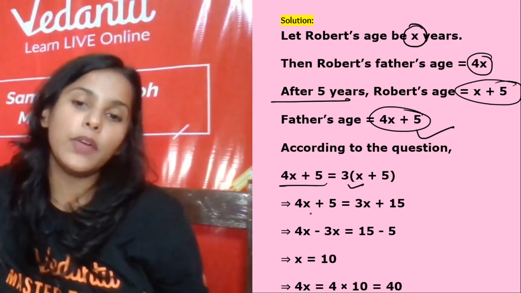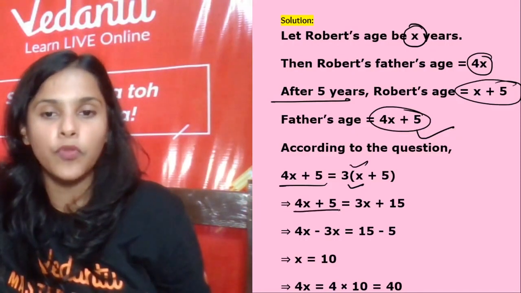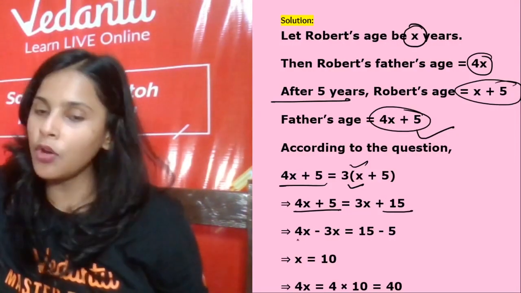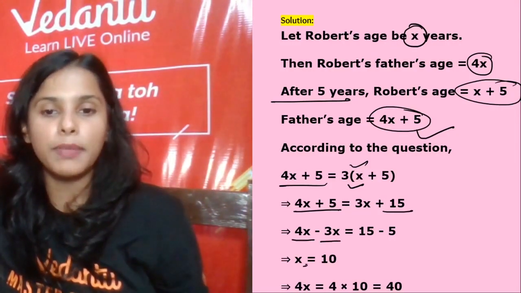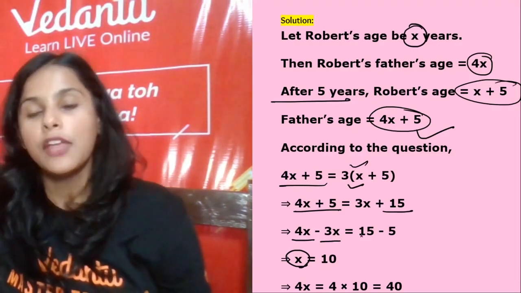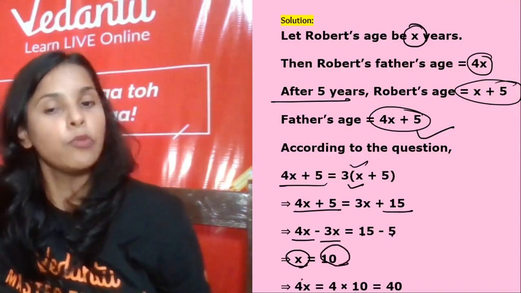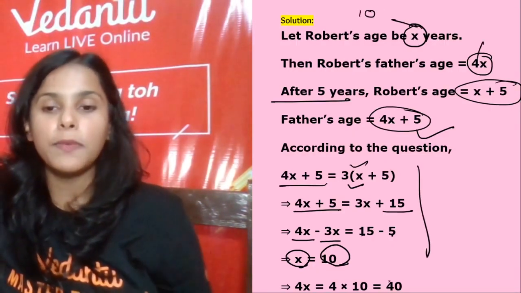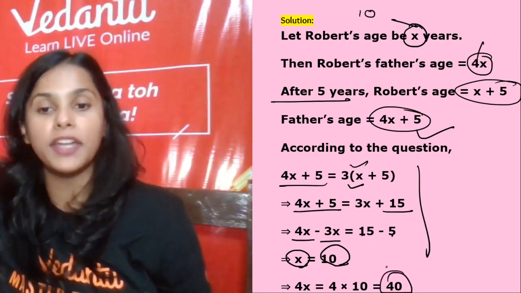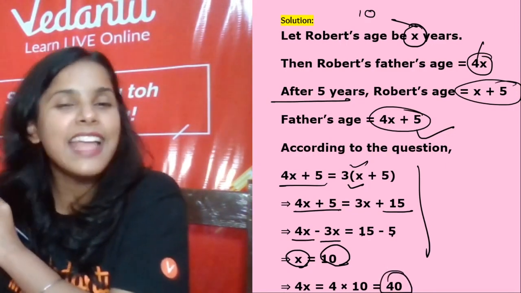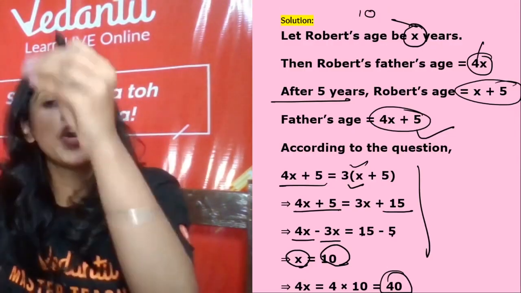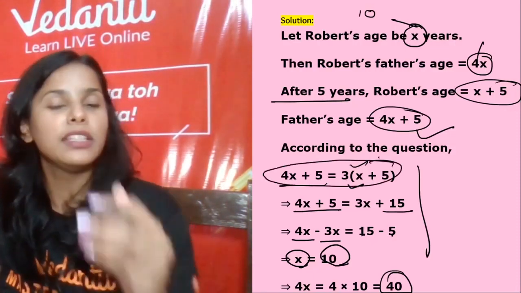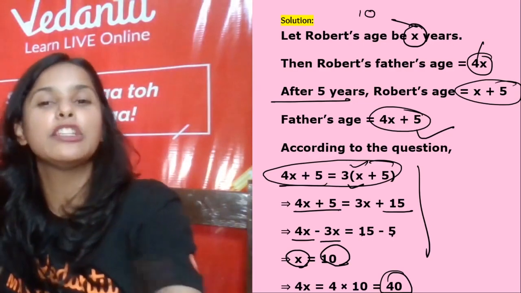So just solving the equation by quickly solving the bracket. So 4x plus 5 as it is, and opening the bracket, 3x plus 15. Okay, taking the variable terms one side, so it became 4x minus 3x, x, 15 minus 5, 10. So x is equal to 10. Therefore, we can say Robert's age is 10. Therefore, father's age would be 4x, that is 4 into 10, that is 40 years old. Isn't that amazing and simple? That is what I mean by forming a simple equation. This is the equation you have formed with the help of the question and the information given in it.